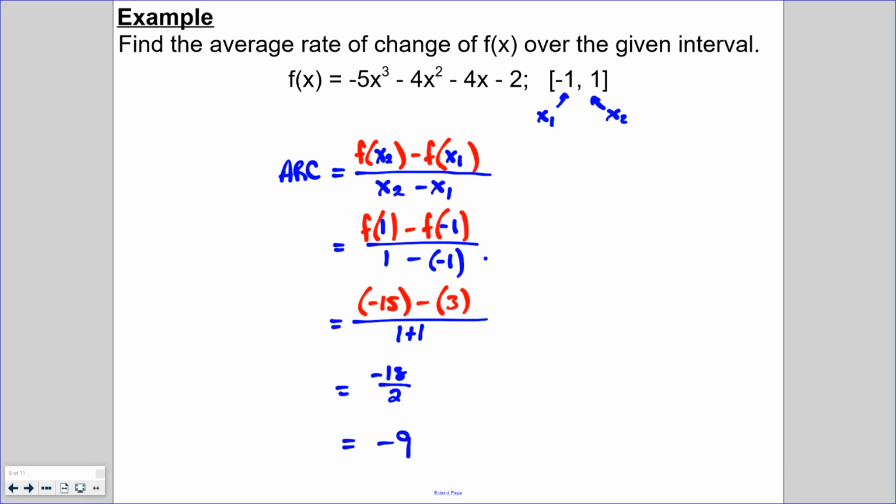Now, in the previous example, I made a little hoopla about the fact that we need to have units. And it would be nice to have units in these problems, except we're not given any units here. So, when we're not given units, we don't have to worry about them. But when we are given units, you better believe you've got to write them down. So here, we're just going to leave the average rate of change at negative 9 because we don't know any more about the problem.